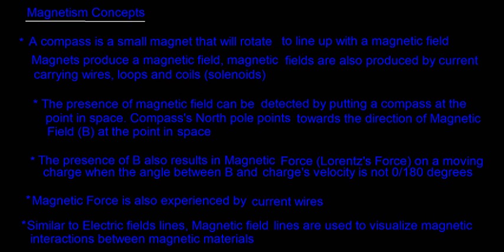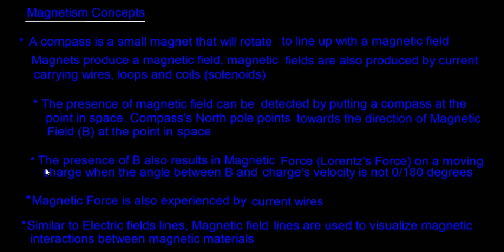Also, magnets produce magnetic field around them. Additionally, magnetic fields are also produced by current carrying wires, current loops, and current coils. And sometimes the current coils are referred to as solenoids. The presence of magnetic field can be detected by putting a compass at a point of space where we want to detect magnetic field. If magnetic field is present at a point in space, then the compass's north pole will always point towards the direction of the magnetic field at that point.